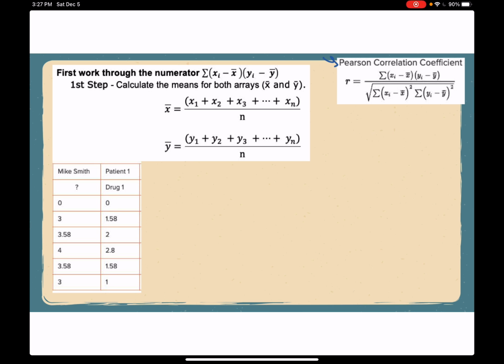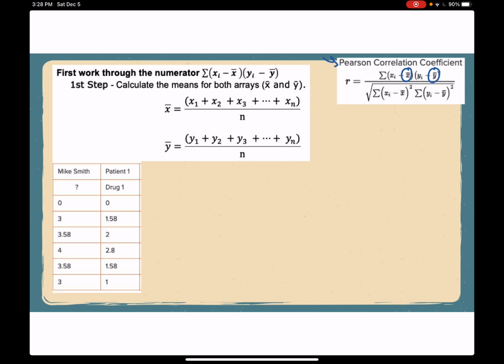We're going to break down this formula and go through it step by step. So, the first thing that we're going to do is solve for this X with the line over it and the Y with the line over it. And that is our means or averages for both arrays. An array is just a set of numbers.